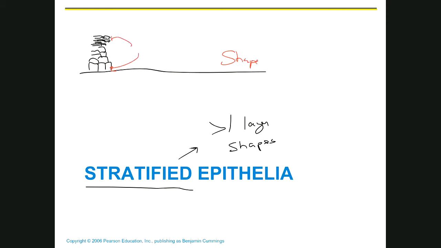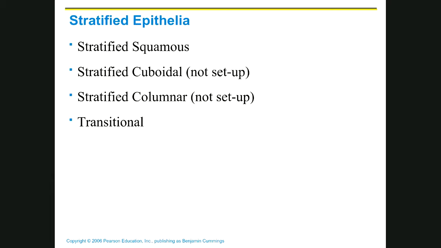And we don't want different people using different names. And so what we use is the top. So we're going to look at the top layers to determine the shape. So the top layers of this one are squamous. So that would be stratified squamous. We're always going to look at the top, not the bottom. And then we're going to come up with our different types.